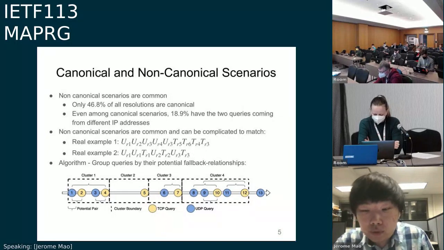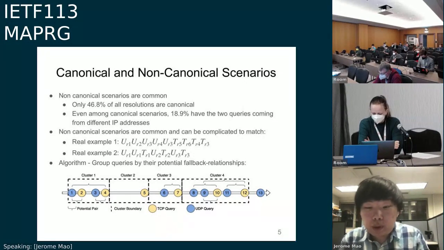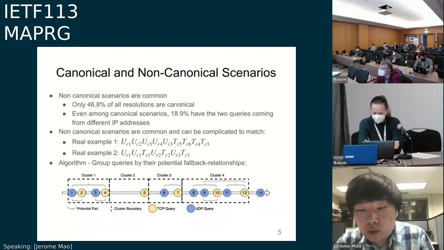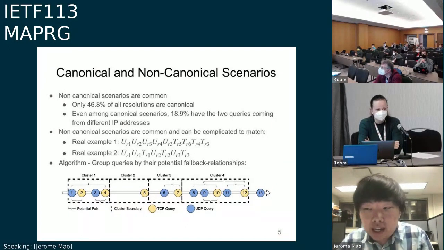And cluster number 4 is a little bit complicated because there are several potential pairs, and we cannot find a way to perfectly associate the UDP queries and TCP queries, because there are 3 UDP queries but only 2 TCP queries. So in this case, we just say that all those 3 UDP queries are indeterminate. We just don't know which UDP query is TCP fallback capable and which one is not. But finally, UDP query number 13 is not followed by any TCP query, so we can confidently say that this UDP query is TCP fallback incapable.